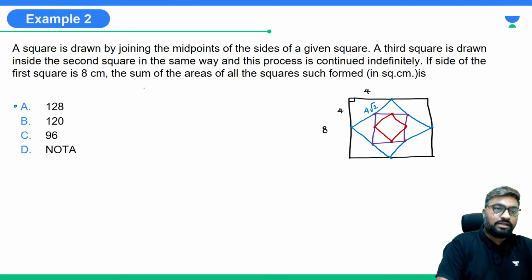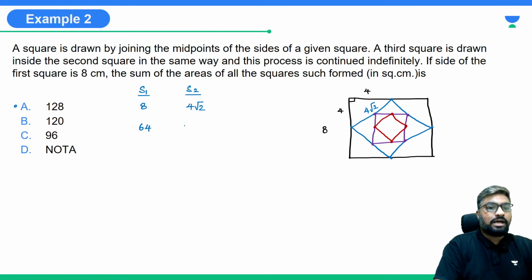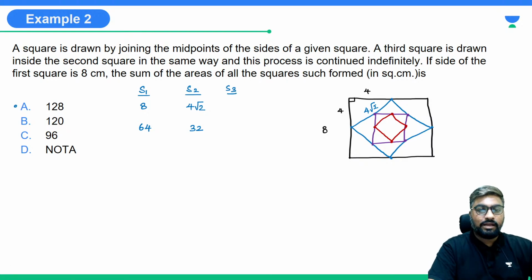Further, first look at this. The first square's side is 8, its area will be 8 square, which is 64. The second square's side is 4√2, its area will be 32. So let's look at the third square now. What will be in the third square? Again, if this is 4√2, then can I say half and half will be 2√2? So this is 2√2, this is 2√2, this is 90 degrees.